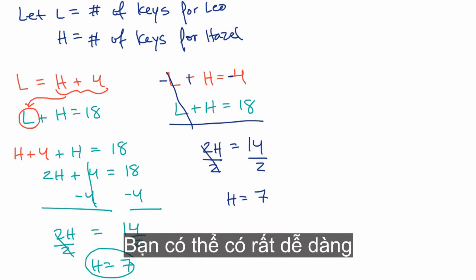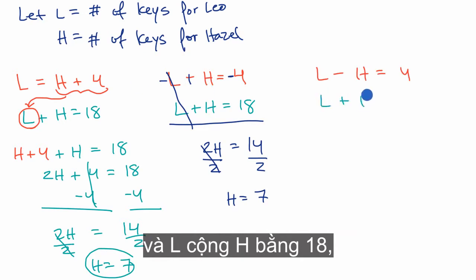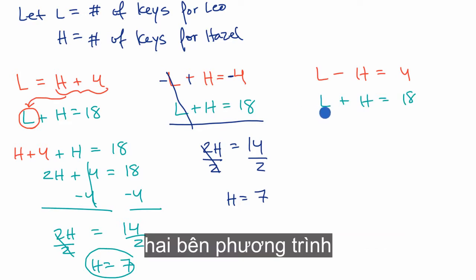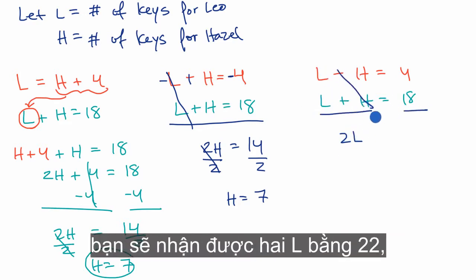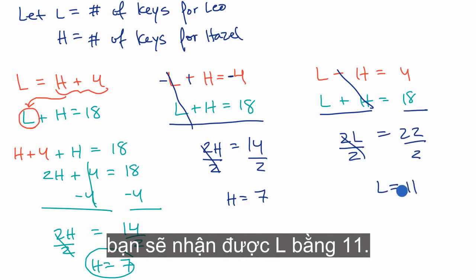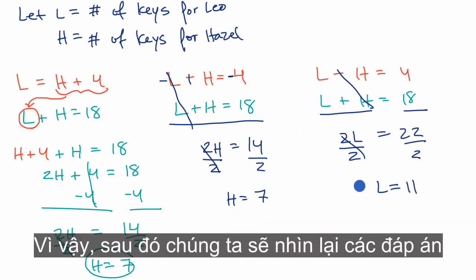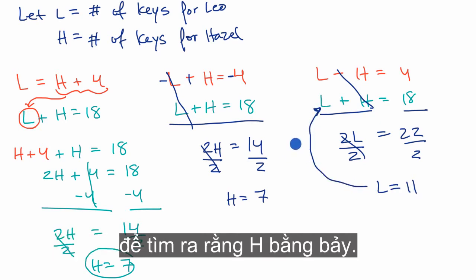You could have very easily done it the other way. You could have said L minus H is equal to 4, and that L plus H is equal to 18, and then immediately just add the two sides of the equation. On the left-hand side, those would cancel out. You would get 2L is equal to 22, divide both sides by 2. You would have gotten L is equal to 11. But remember, they don't ask us about Leo. They're asking us about Hazel. So then we would have to substitute that back into one of these equations to figure out that H is equal to 7.